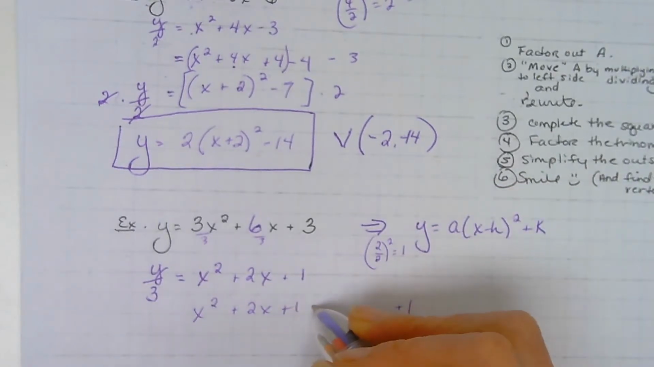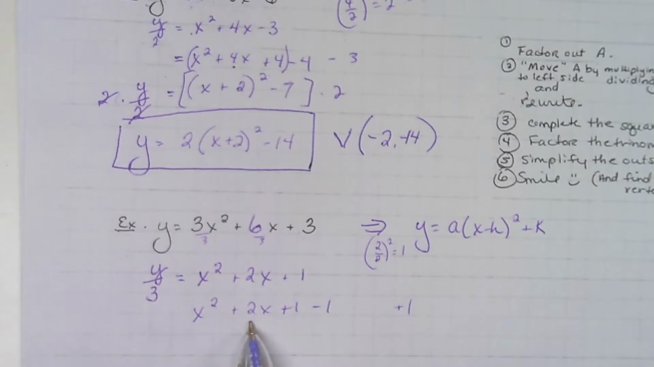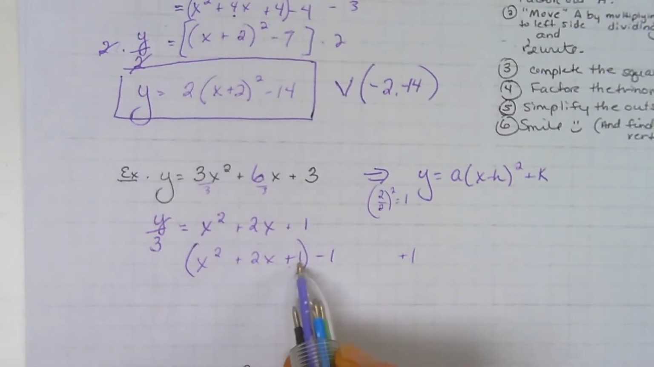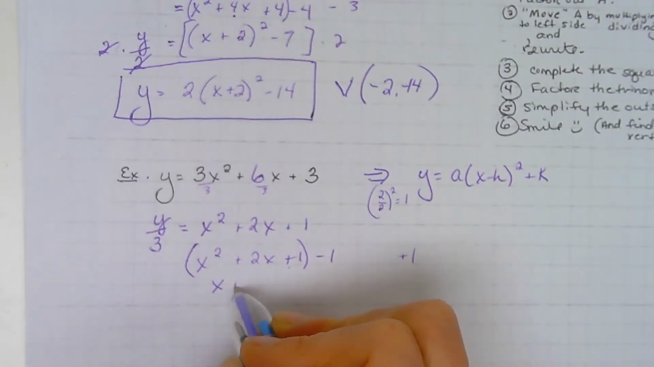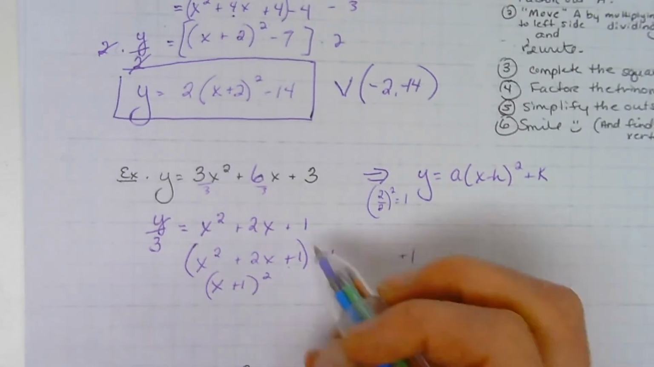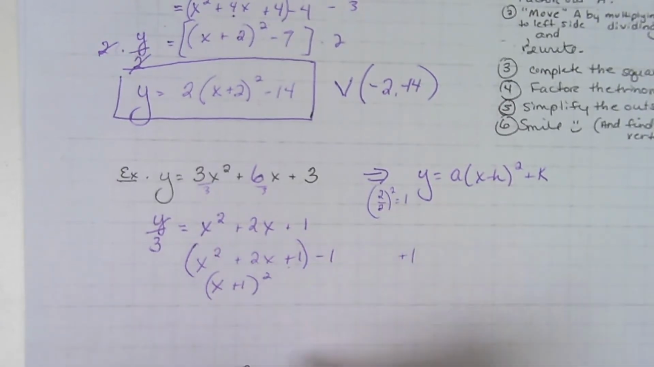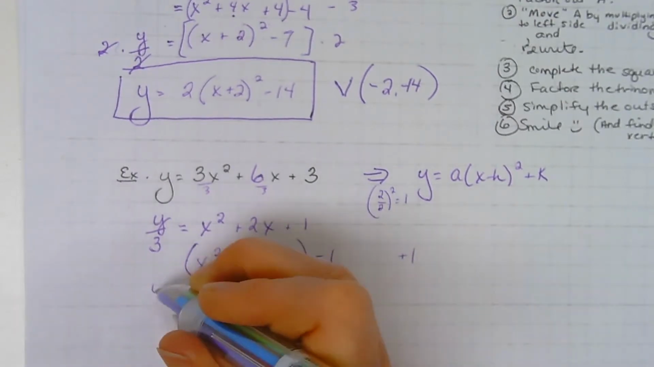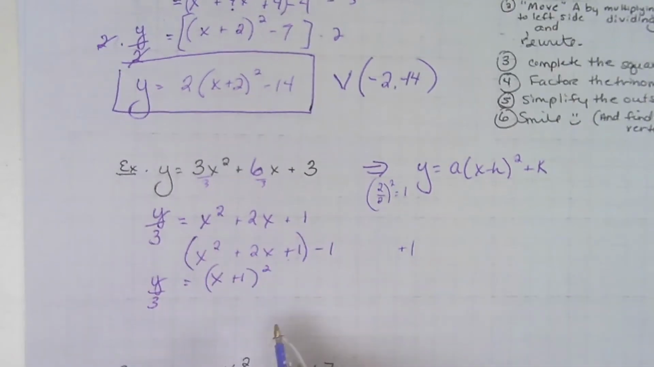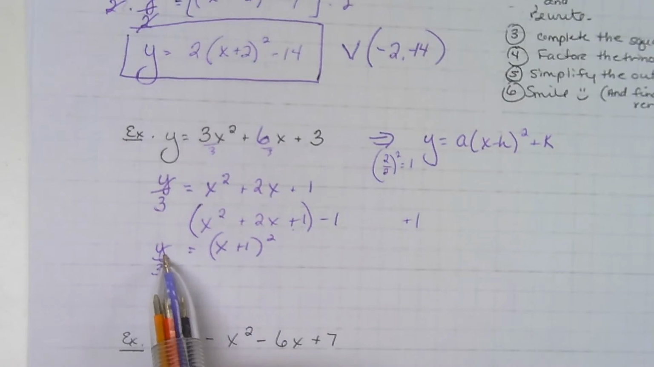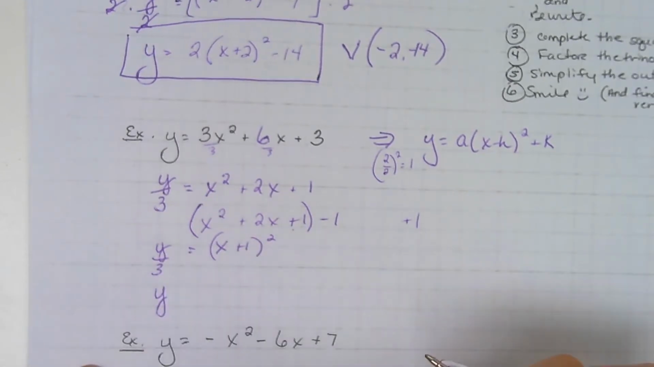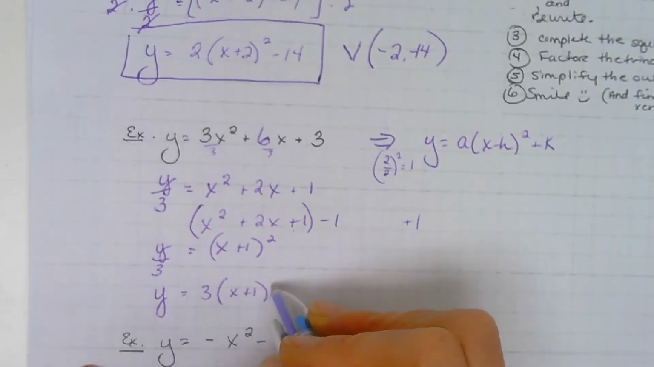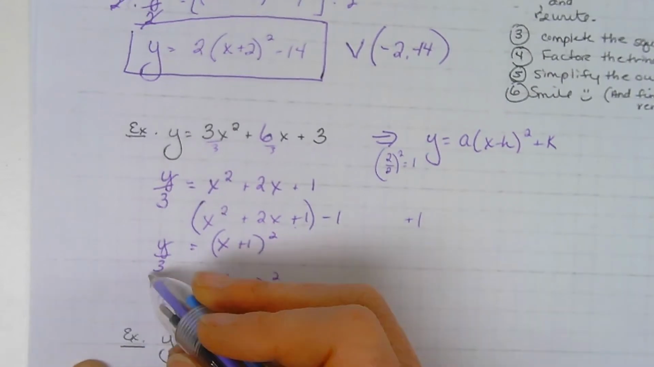So add 1, subtract 1. Half of 2 is 1, squared is 1. And then I can factor this perfect square trinomial that we created by adding that 1. X plus 1 squared, minus 1 plus 1 is just plus 0 on the outside. So we could have just factored straight from here, but that's okay. And we have y over 3 on the other side. We're not done yet. Y has to be all by itself, so let's multiply everything by 3. Y equals 3 times x plus 1 squared, and there's no k to multiply it by. And there is our vertex form.